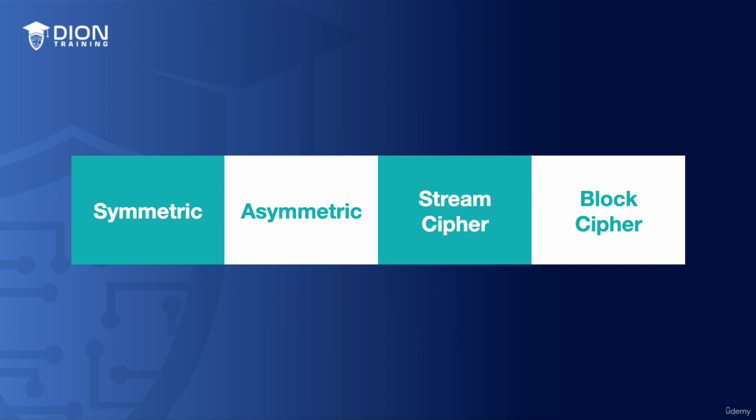We can then use these basic categorizations of symmetric, asymmetric, stream, and block ciphers to help group our different encryption technologies into these different categories for easier reference as we're working out in the field as cybersecurity professionals.